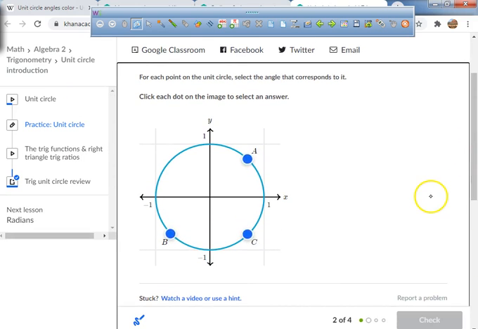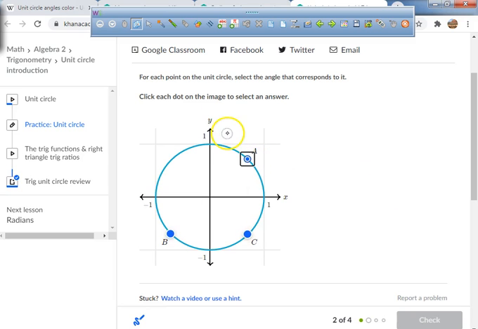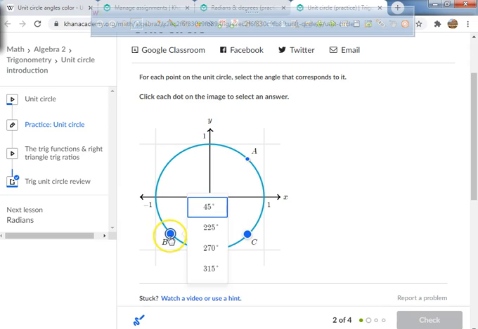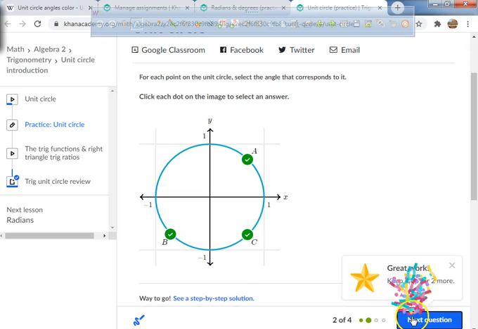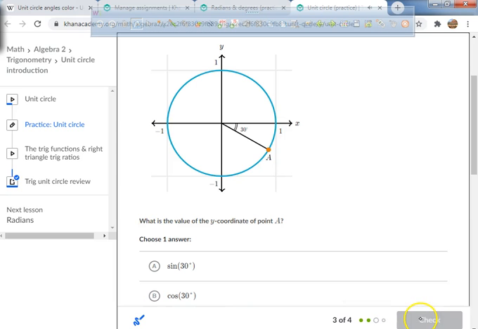Oh, wait. Click each dot. Oh, cool. That's awesome. Click each dot. What? That was 225, right? And this was? Oh, neato. I haven't seen that before. Woo! That was pretty cool.